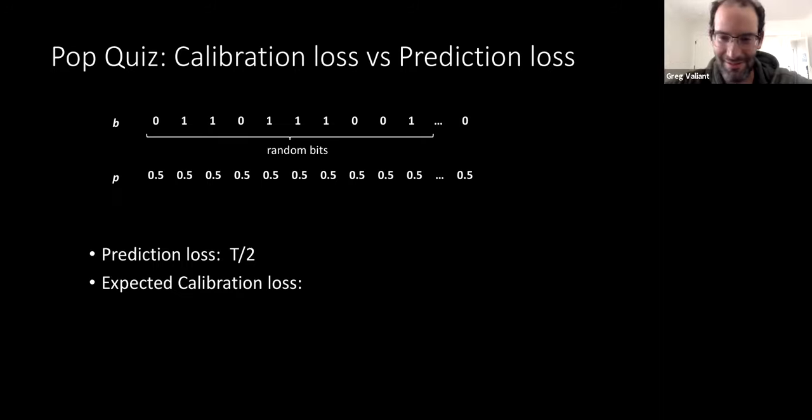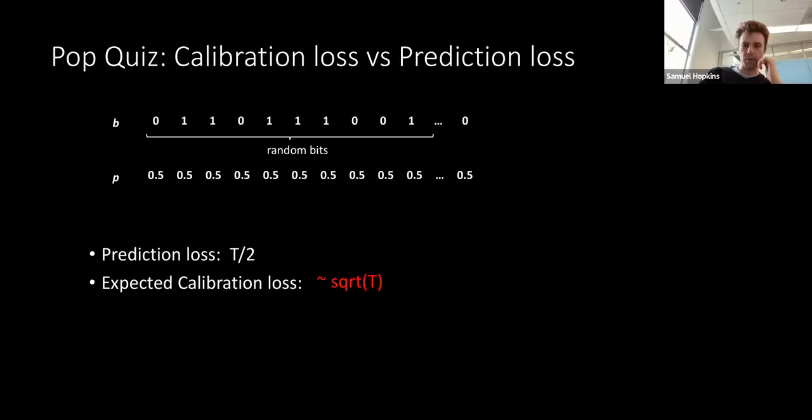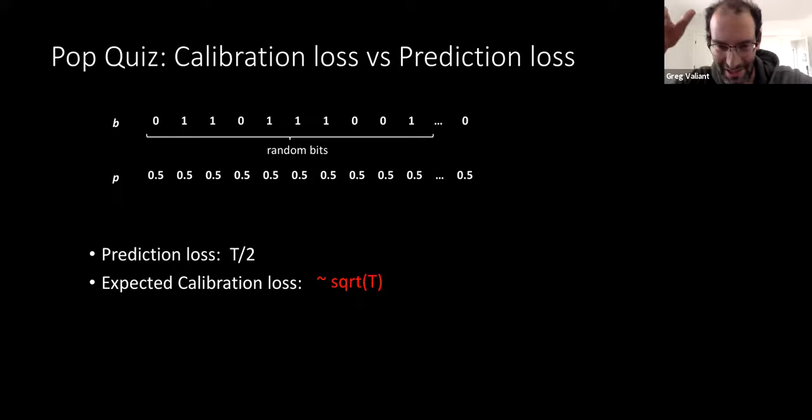Does anyone want to either write in the chat or just blurt out what they think? Some like 1 over root n kind of thing. Yeah, here we're not scaling by capital T, so it'll be square root T. We've only predicted one distinct value of P, 0.5. The calibration error would be 0 if on exactly half of these days we got a 1, and on half of the days we got a 0.